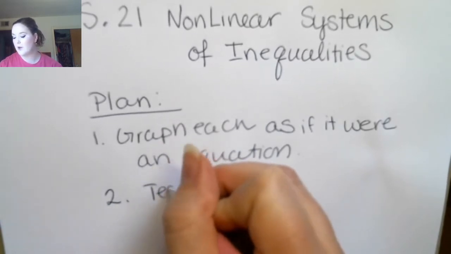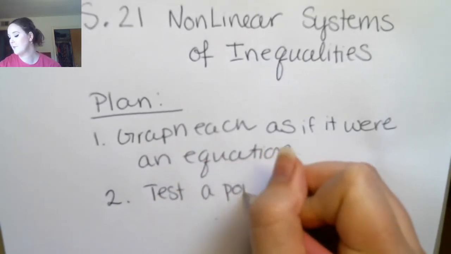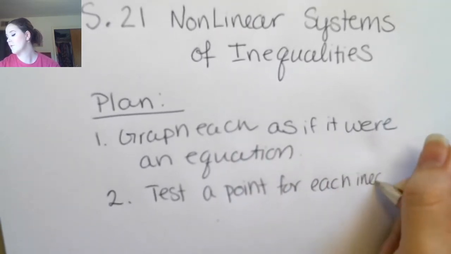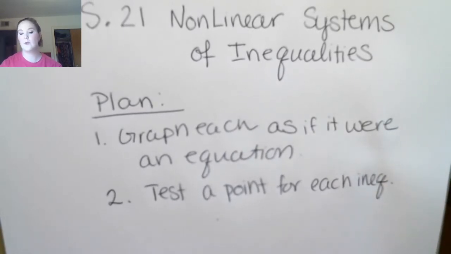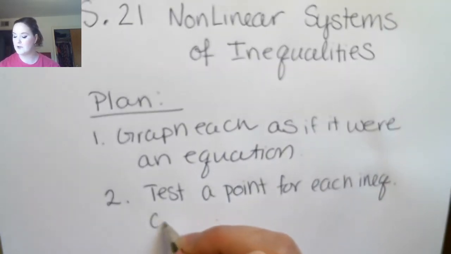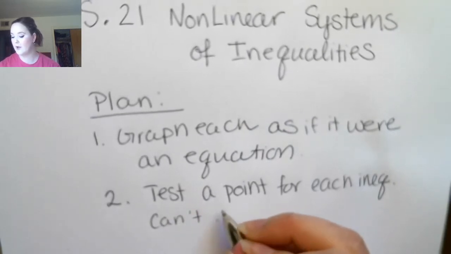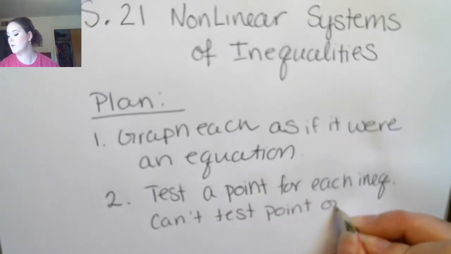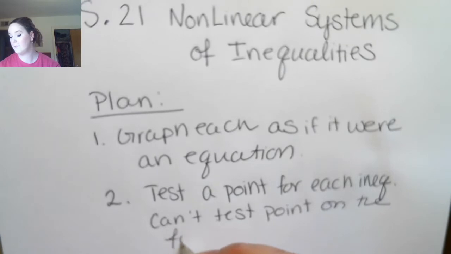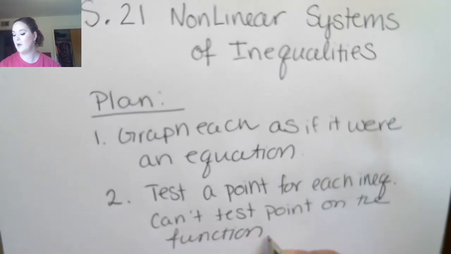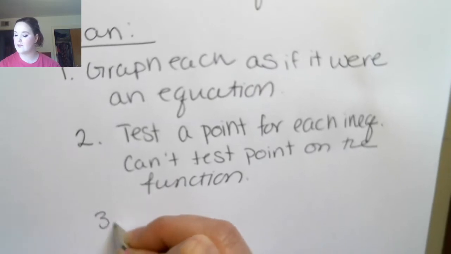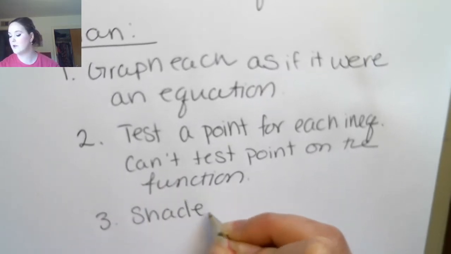Then you're going to test a point. The only thing that's important about which point you pick is you can't test a point on the line. So you can't pick a test point that's on the graph you already have. It has to be off of the graph. And then the last thing you're going to do is shade the solution region.